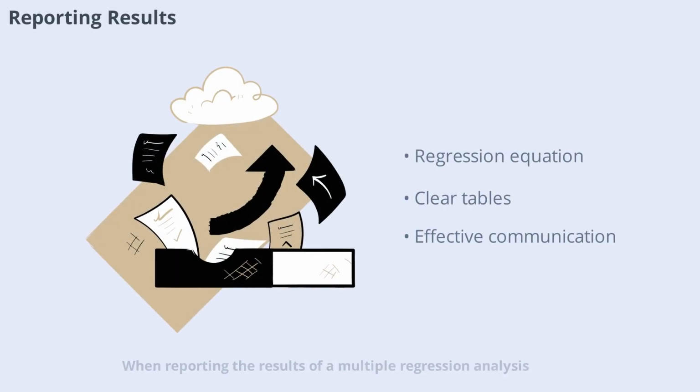In reporting, the results of a multiple regression analysis include the regression equation, coefficients, significance levels, R-squared, and any diagnostics you performed. Use clear tables and graphs to help your audience understand the findings. Transparency and clarity are key to effective communication of your results.